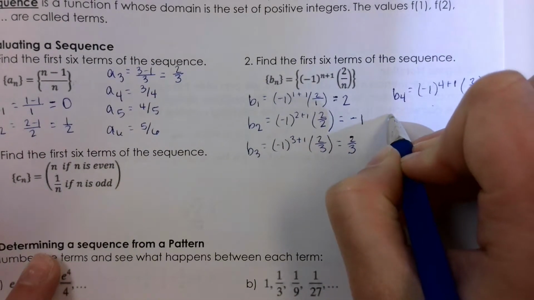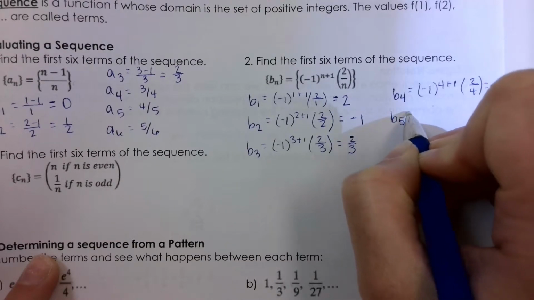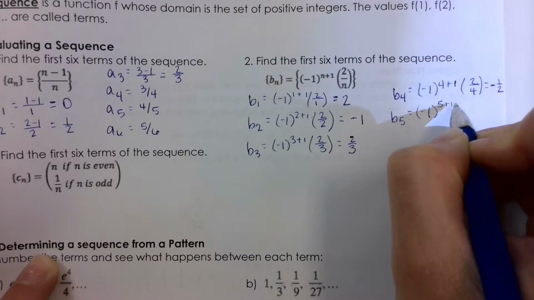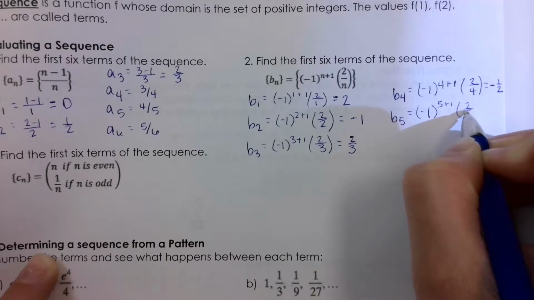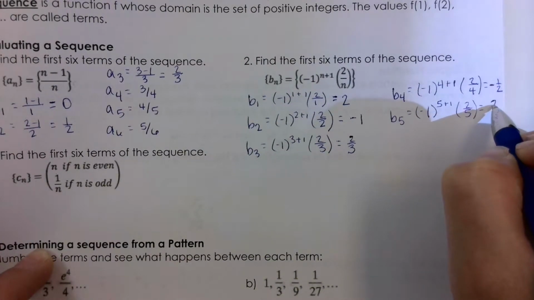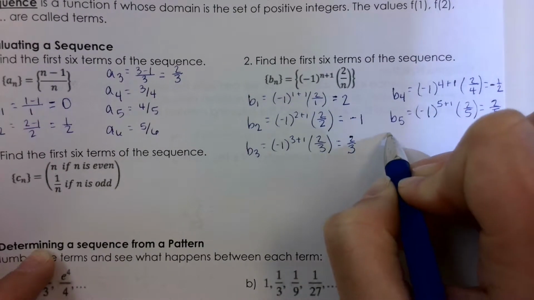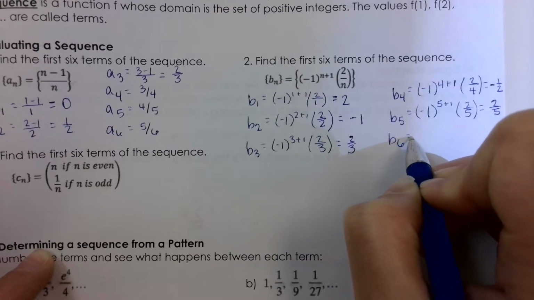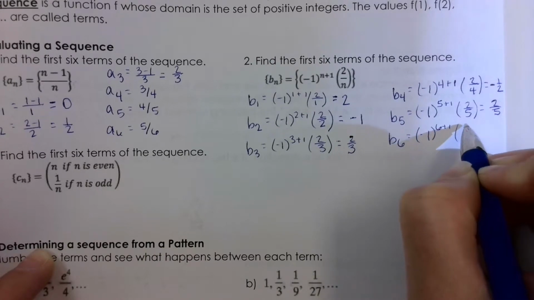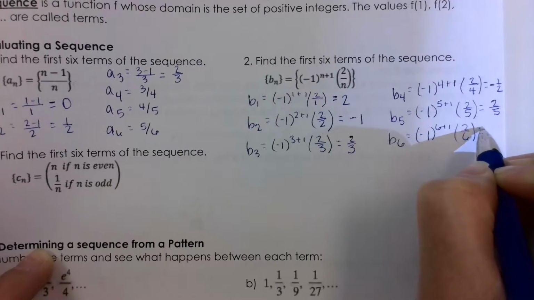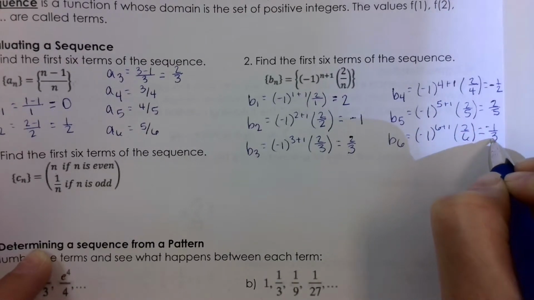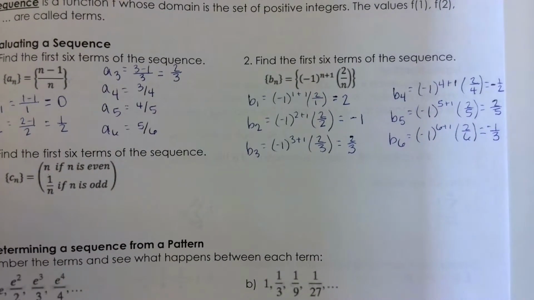So your fifth term, is it going to be positive or negative? It's going to end up being positive. We've got negative 1 to the 5 plus 1 times 2 over 5. So we've got 2/5, and we said it would be positive, so positive 2/5. And then for our last term, we've got b sub 6. Is it going to be positive or negative? It's going to be negative, and then we have 2 over 6. And what does that reduce to? 1/3, so it's going to be negative 1/3. Questions?